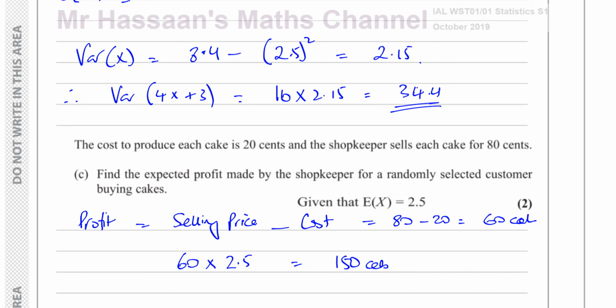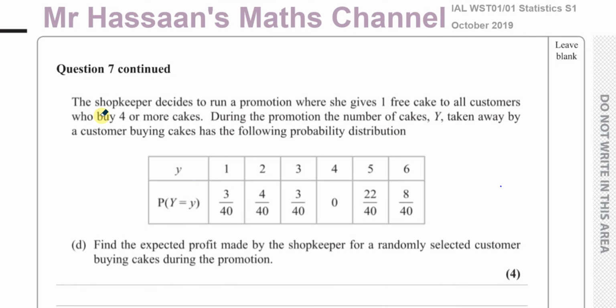Now for part D. Part D says the shopkeeper decides to run a promotion where she gives 1 free cake to all customers who buy 4 cakes or more. During the promotion, the number of cakes taken away by a customer buying cakes has the following probability distribution. Find the expected profit made by the shopkeeper for a randomly selected customer buying cakes. Now, you can say that Y stands for the number of cakes that the customers take away.